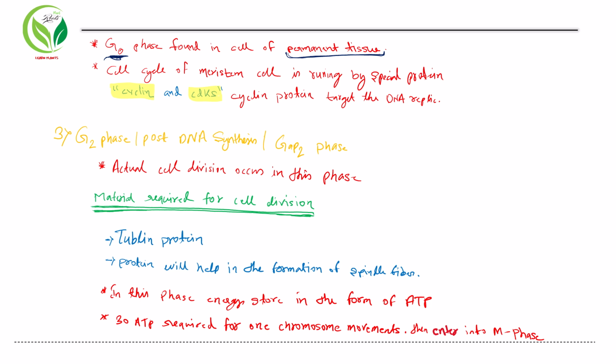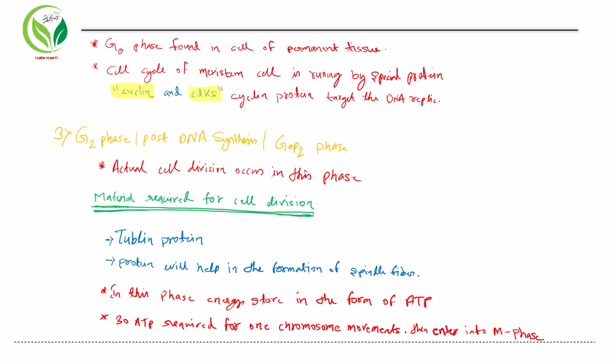So what is it? If you want, you can note it down. G2 phase is also post-DNA synthesis and gap 2 phase. And why is it gap 2 phase? Because it is occurring after S phase. In the G2 phase, actual cell division occurs. This is very important.